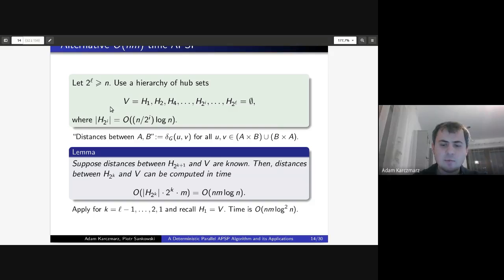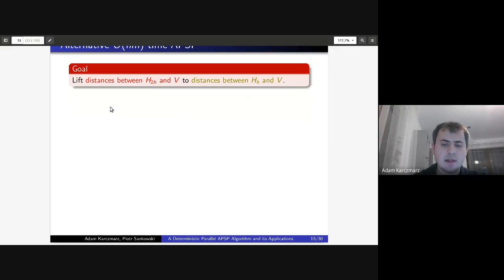So given that, the algorithm will be as follows. We start with the 2 to the l hub set, and this is an empty set, so we don't have to compute anything. And then we apply the lemma for subsequent decreasing values of k. And after log n such applications, we'll end up with all pairs distances, since the 1-hub set equals the whole vertex set. So the total time will be order nm log squared n. So now let us prove this lemma.